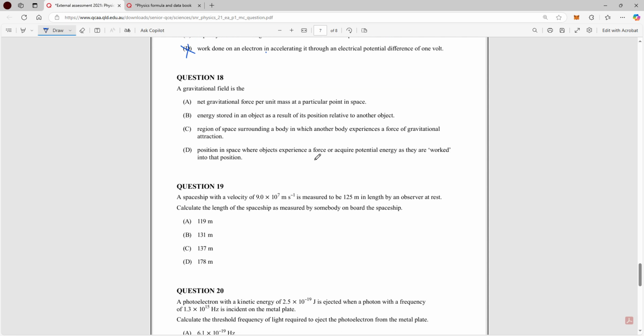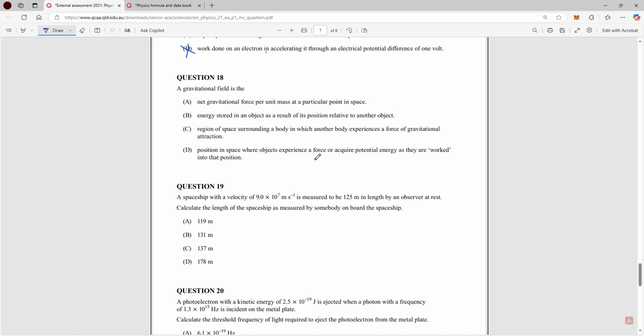Alright, question 18. A gravitational field is. Okay, so again, take this with a grain of salt with the QCAA syllabus. Don't apply general relativity here. Okay, so we're looking for the best description. So a gravitational field basically means two bodies are attracted to one another. Okay, so a lot of people would pick A because they would say the net gravitational force per unit mass at a particular point in space. I mean, that is a good description. However, it only applies if there is matter around. If there's no matter, there's no gravity.